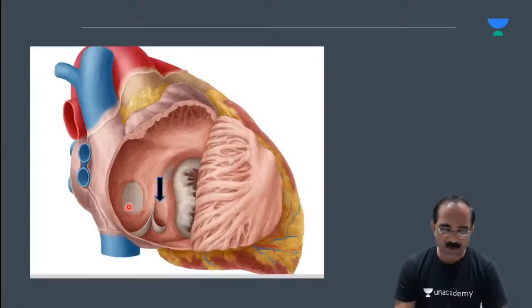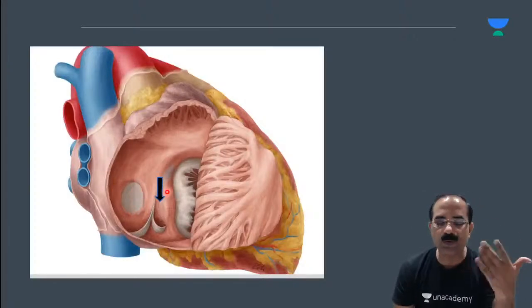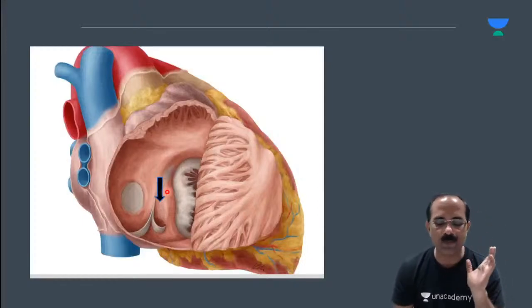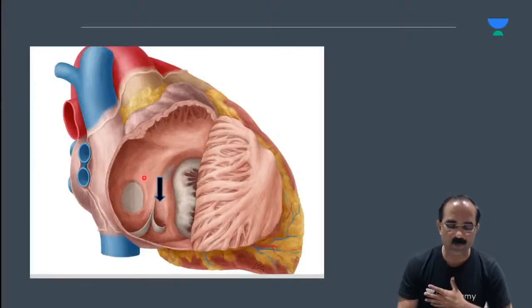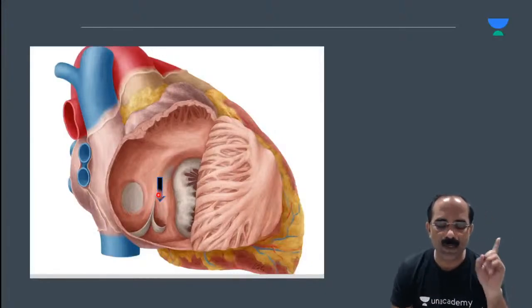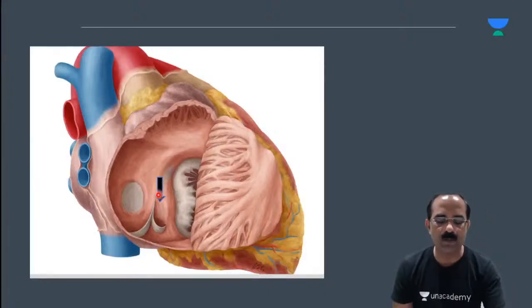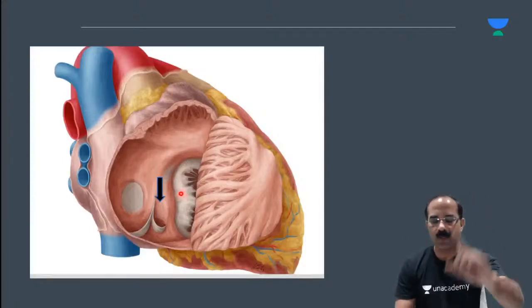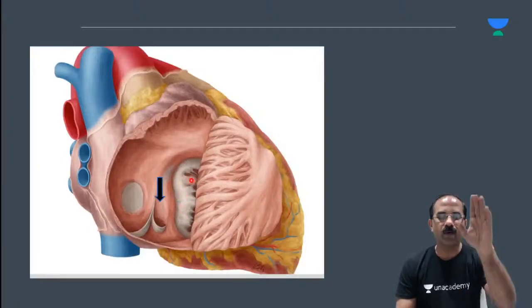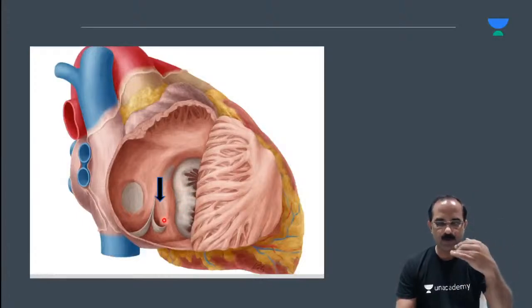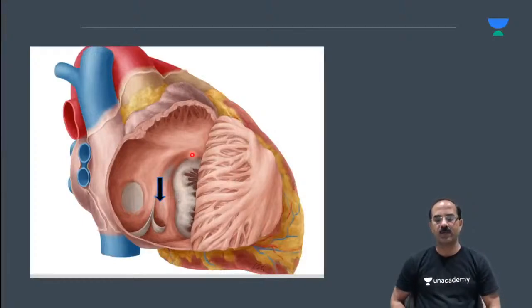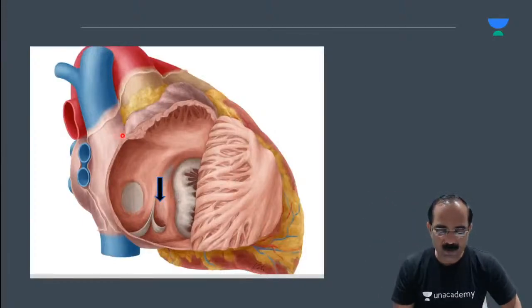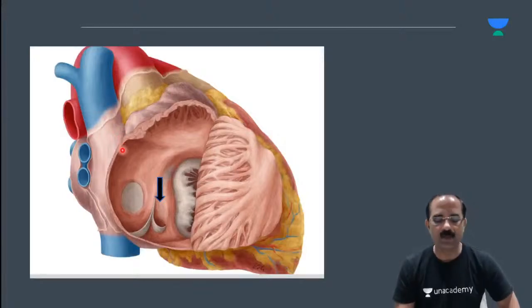Who represents the fossa ovalis? Septum primum. Remember this. And who represents the limbus fossa ovalis? The septum secundum. Is this clear? Now this is the triangle of Koch. Who lies in this triangle? AV node. And what are the boundaries? One is the septal leaflet of the tricuspid valve, second the opening of coronary sinus, and third the tendon of Todaro. And last, the SA node lies at the junction of SVC with the right atrium.